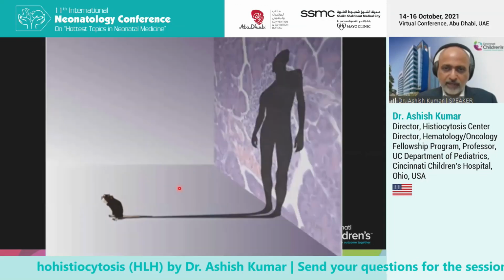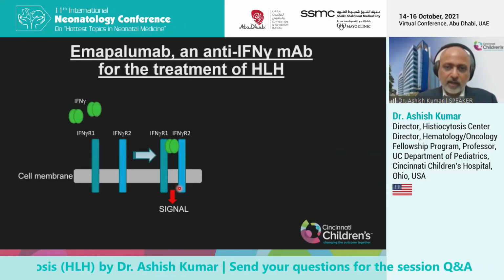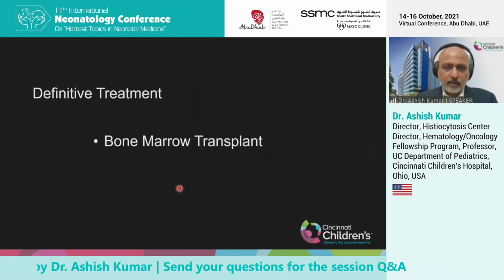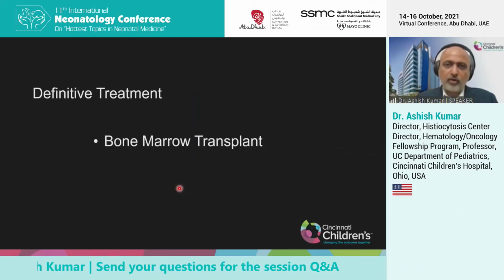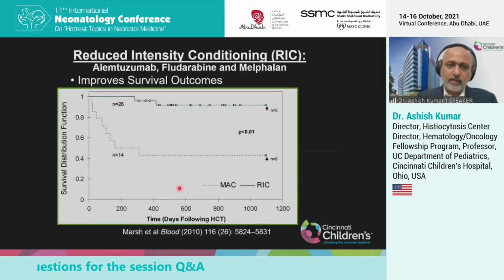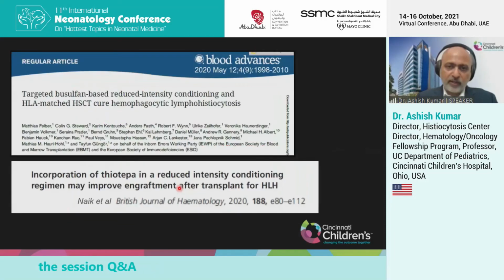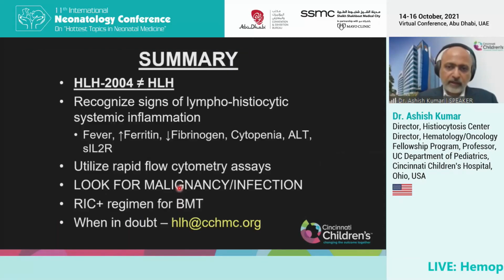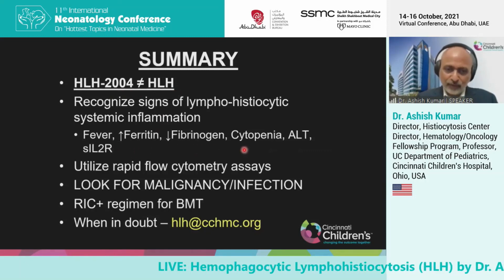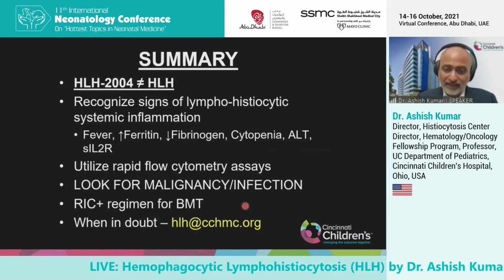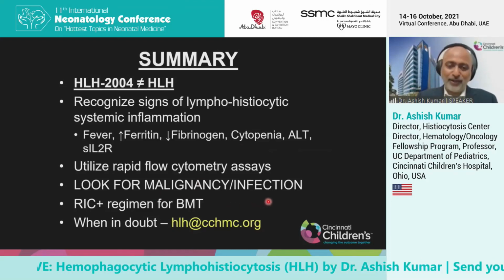I will actually skip this last part in the interest of time, and I will end here. Just know that the definitive treatment for primary HLH only is bone marrow transplant. There are newer ways of transplanting children that have become safer and more effective that we continue to explore. And with that, just summarizing that the HLH 2004 criteria are not HLH. All these clinical features just describe systemic inflammation. Always think of malignancy and infection even in a newborn.